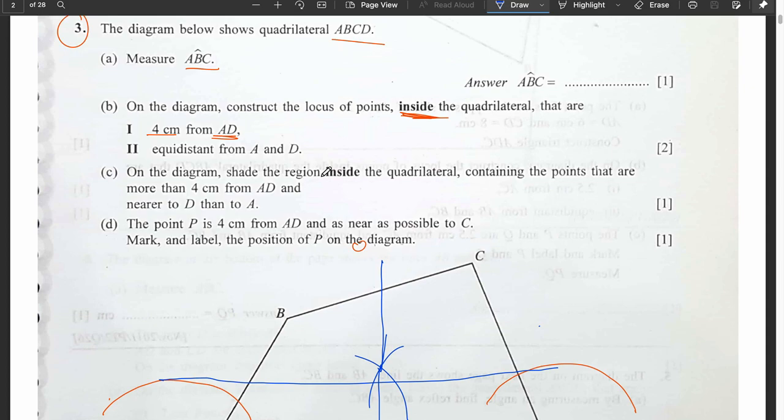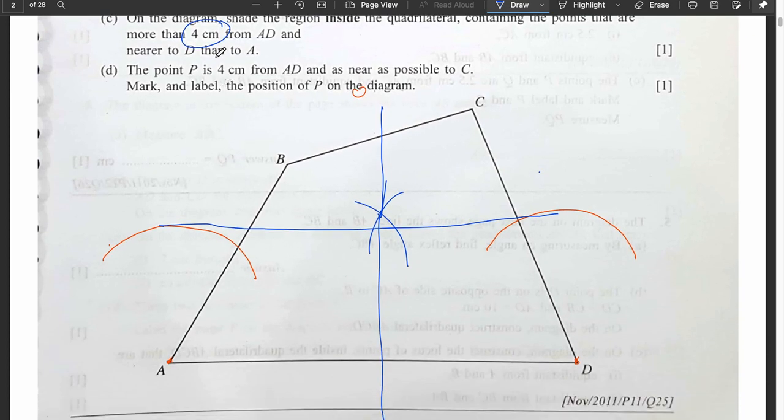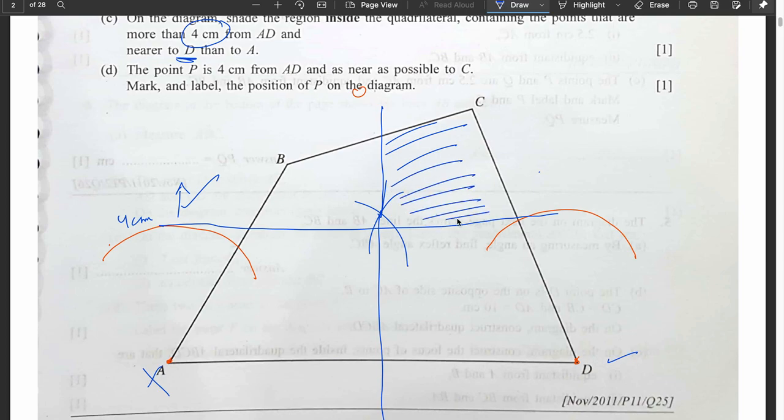On the diagram, shade inside the quadrilateral containing the points that are more than 4 centimeters. So step by step, more than 4 centimeters from AD. So this was the line which is 4 centimeters from AD. So more than 4 would be on this side. And nearer to D than A. So do we agree that this is the region? This is more than 4 centimeters from AD and this region is closer to D than A.